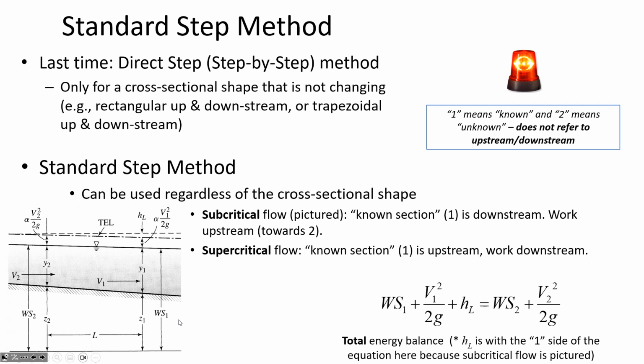Now, there's a new term we haven't seen before, and they're designating this WS, which means water surface. And water surface is simply the elevation of the water surface above the datum. So if you add together Z and Y, that's what we mean by water surface. So water surface elevation.